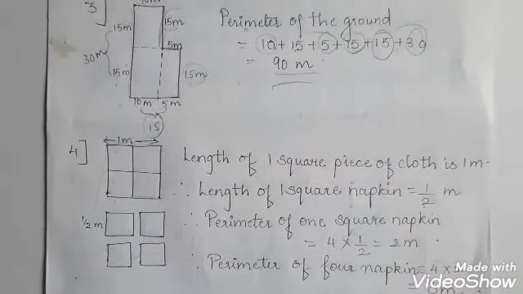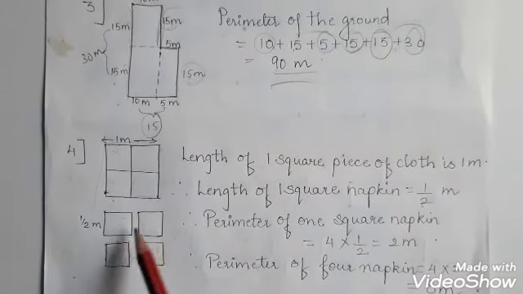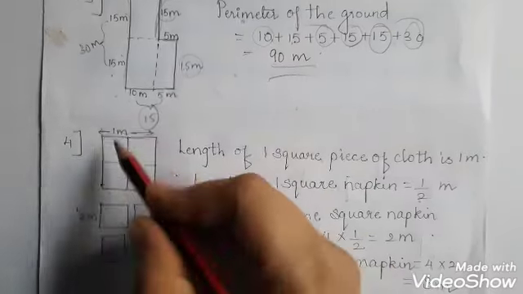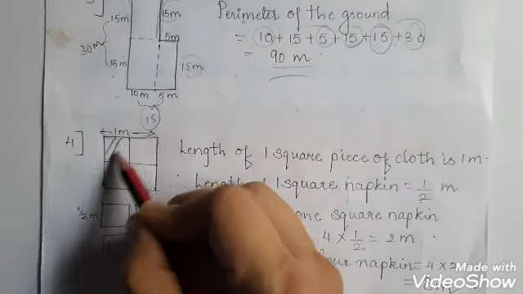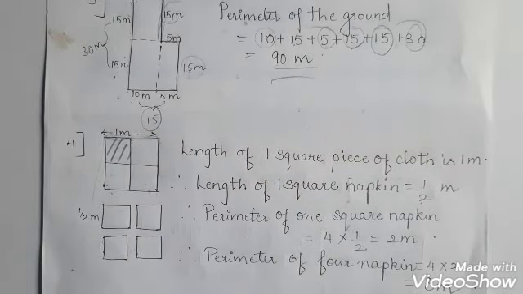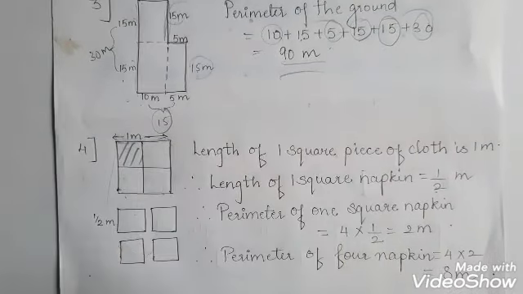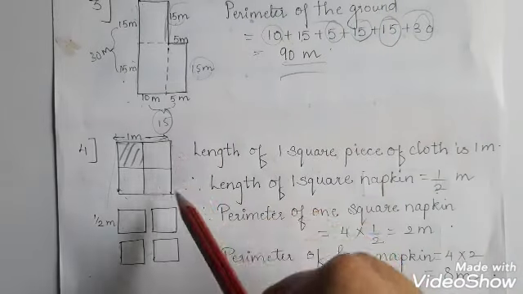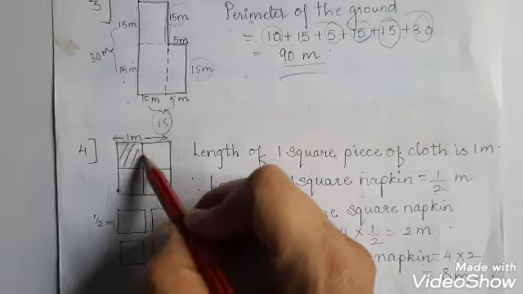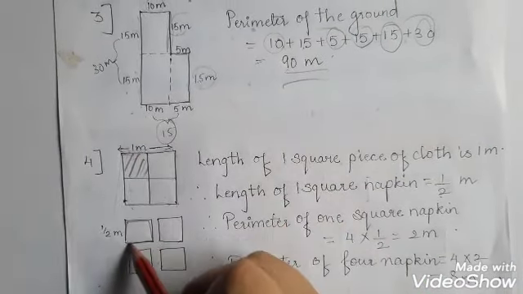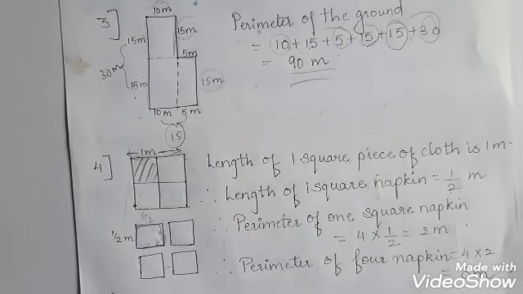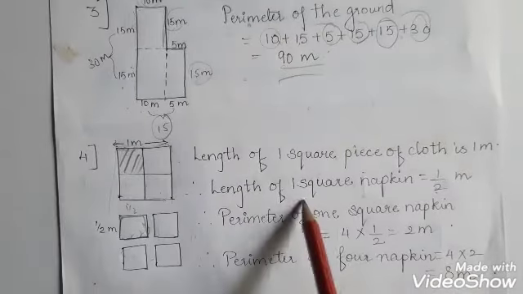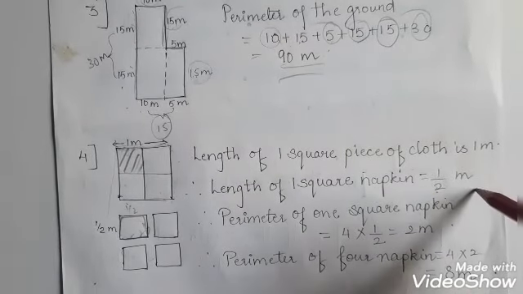Now I have to find the length of one napkin. If this entire thing is 1 meter, how much will this portion be? It will be half, because it is equally divided into 4 parts. So if they are equally divided into 4 parts, this part will be half each. So half, half, half, half, right? Same for all. So the length of one square napkin is half meter.